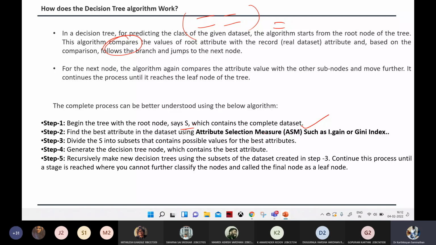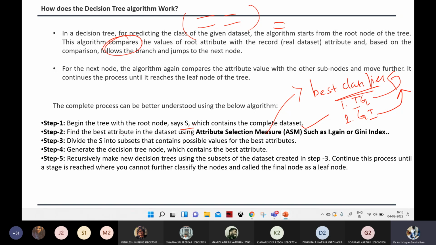The attribute selection measure technique is a term used to identify the best classifier. It is one of the evaluation parameters. Under this we have two parameters. One is you can use information gain as a parameter in order to identify the best classifier, or else you can use the Gini index. So these are the two evaluation parameters. Like how you evaluate your machine learning model with precision, accuracy, recall, similarly here the decision tree is evaluated based on either information gain or Gini index.